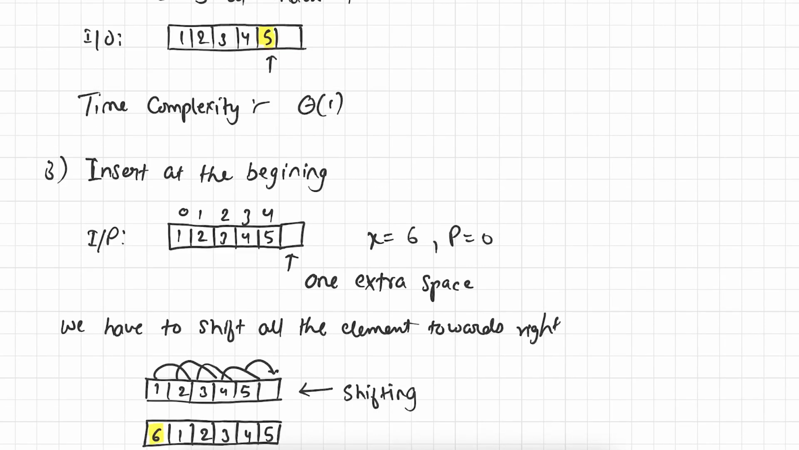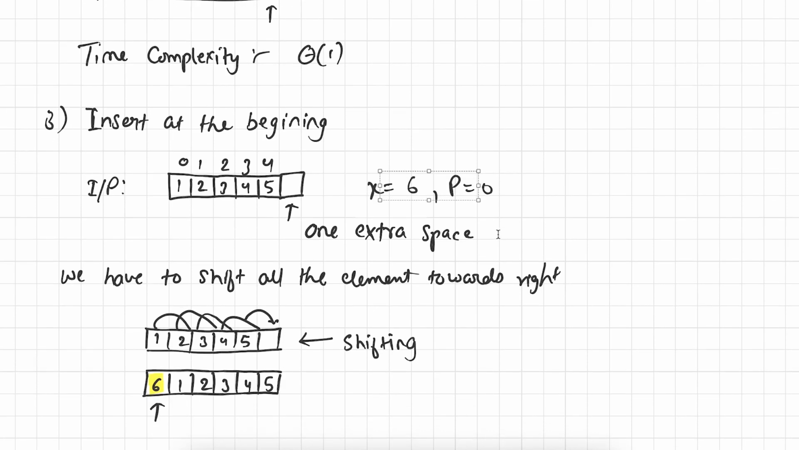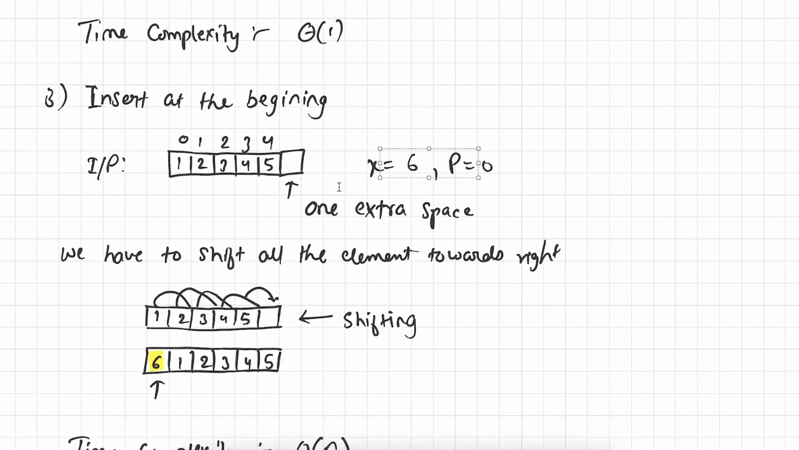What happens if we want to insert any new element at the beginning? Let's say we have an array with 5 elements and we have one space left at the end, and we want to enter number x at position 0. We are assuming that we have one extra space at the end.